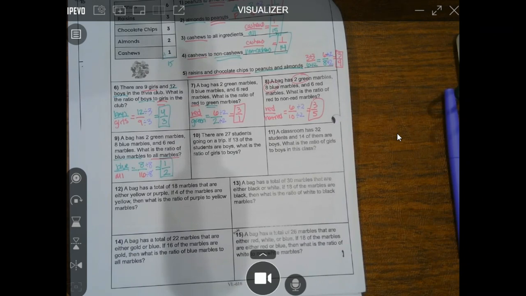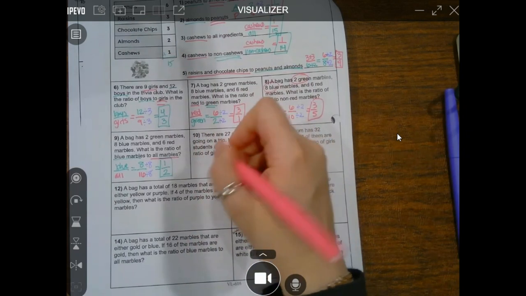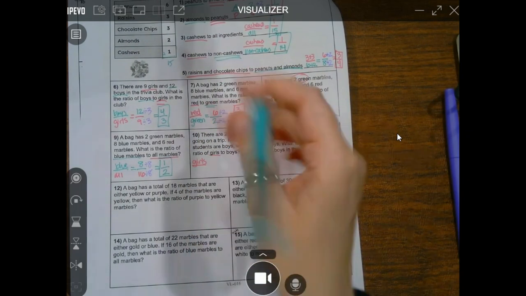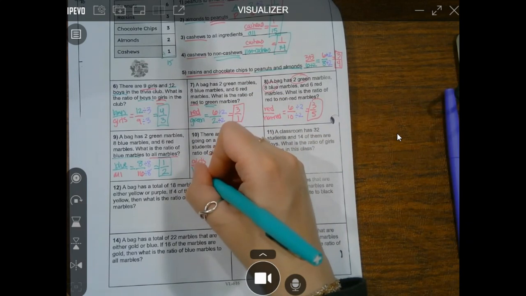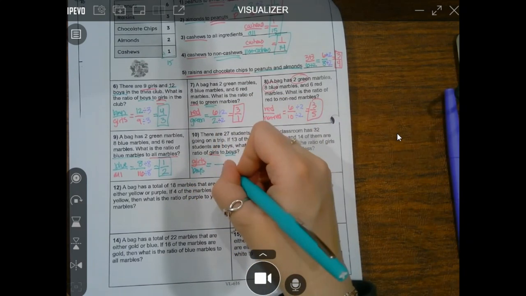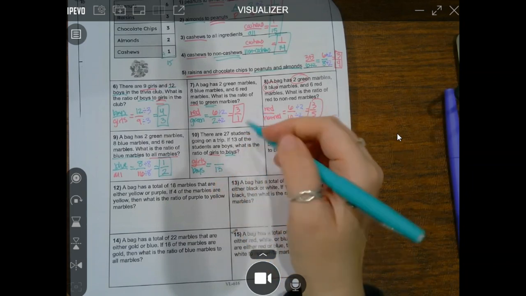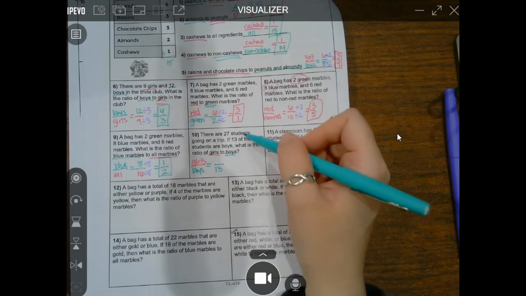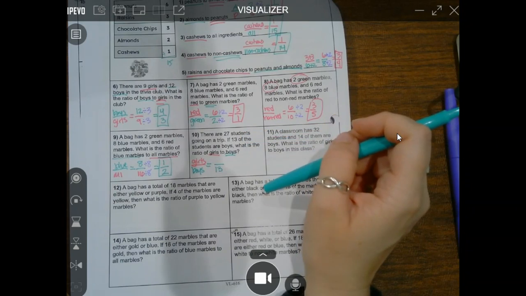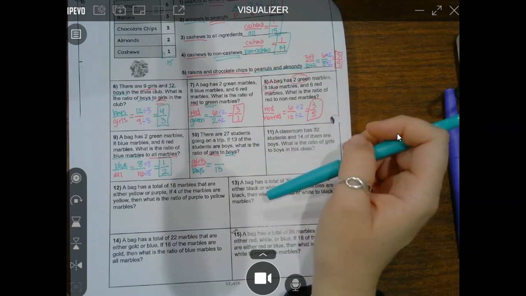Number 10 says there are 27 students going on a trip. If 13 of the students are boys, what is the ratio of girls to boys? Okay, so 13 of the students are boys. All right, that's nice. 13. 27 are, that doesn't say 27 are girls. It says 27 students are going on the trip. What do I do with that information?